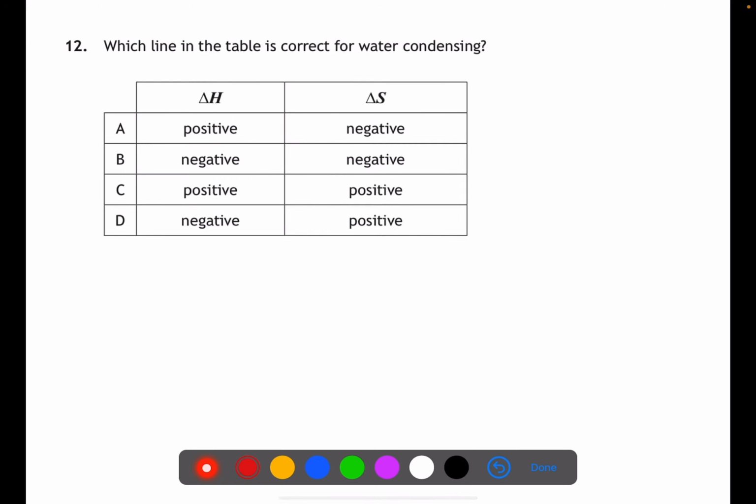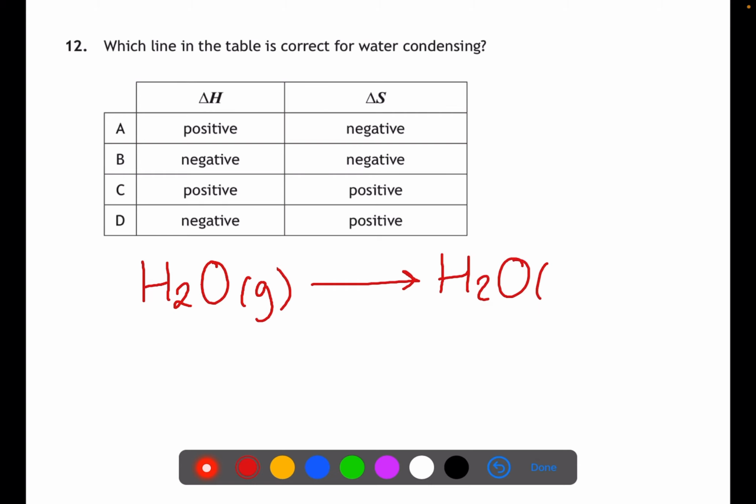Question 12. Which line in the table is correct for water condensing? To do this, let's think about what is happening during water condensing. We are taking water as a gas and changing that to be water as a liquid. If we deal first with the entropy, we are going from a disordered system of water as a gas to a more ordered system of water as a liquid, which means that your entropy will be negative because it's falling.